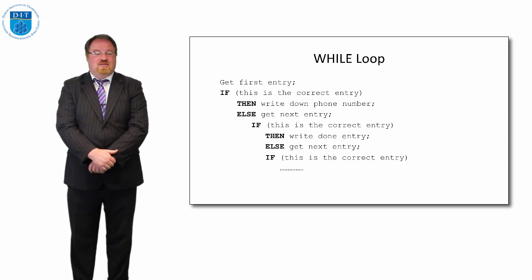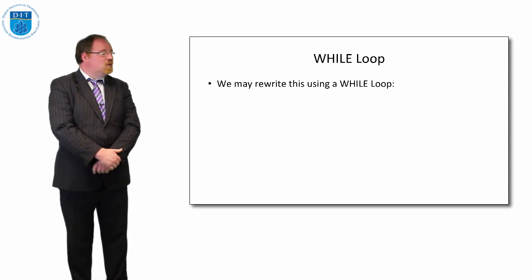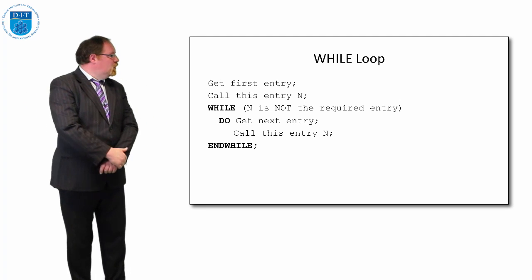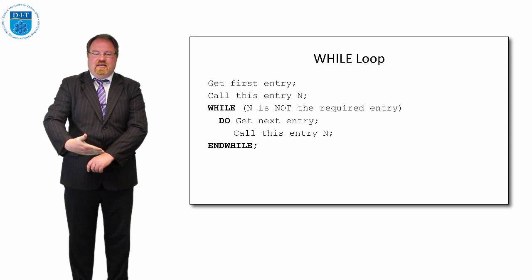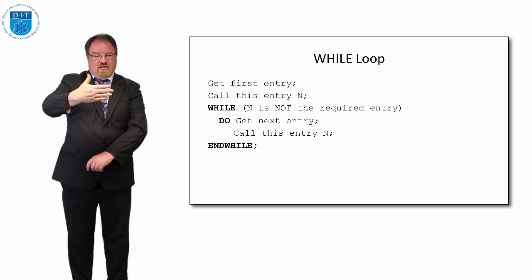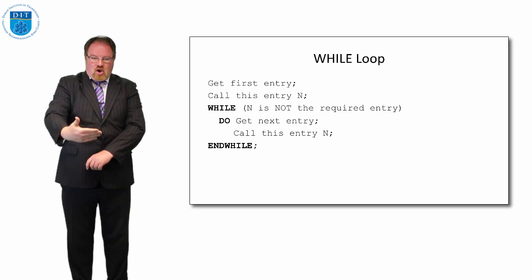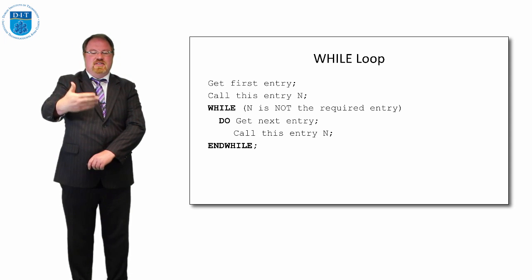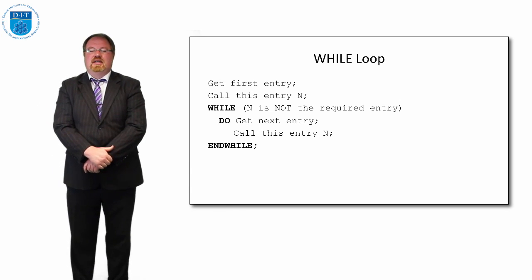So instead we've got the structure called the while loop, and we rewrite that statement as a while loop as follows. We get the first entry. We give that entry a variable name of n. While n is not the required entry, do: get the next entry, call that n. It gets to end while and then it goes back to the word while again. If the next entry, which is n now, is not the required entry, then we will get the next entry, call this entry n, and check in the while loop condition: is that the right one? If it is, we'll exit the while loop. If it isn't, we'll keep on getting the next entry and calling it n.